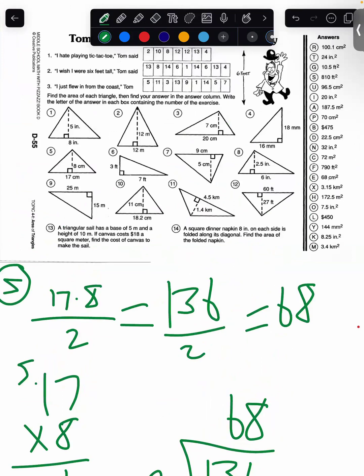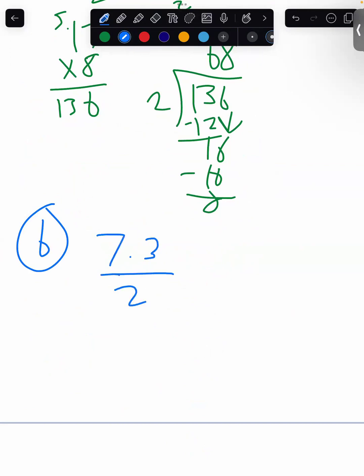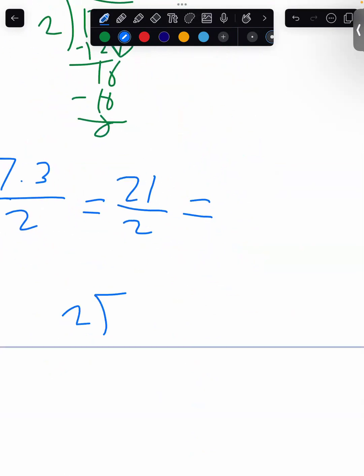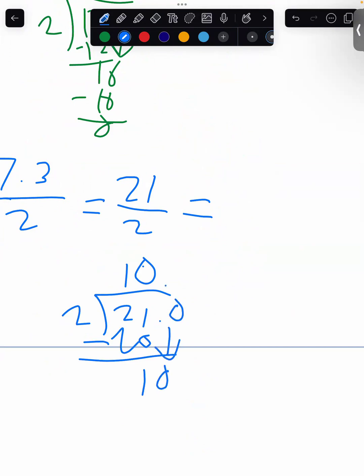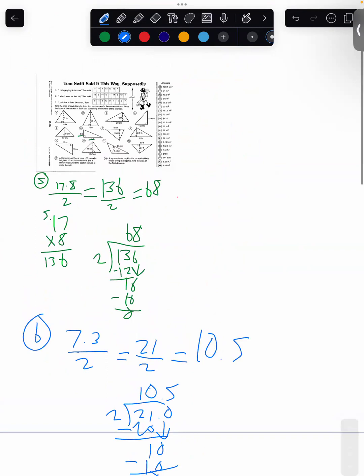Number 6, we have a base of 7, a height of 3. Okay. So 7 times 3 divided by 2. So it's going to be 21 over 2. And that's going to be basically 10, right? 10 and 1/2. Or you can add the decimal, bring the decimal up. So that would be 10.5. Okay.